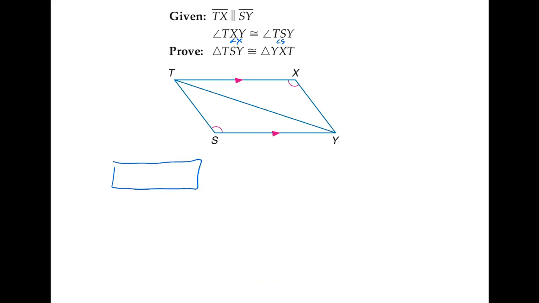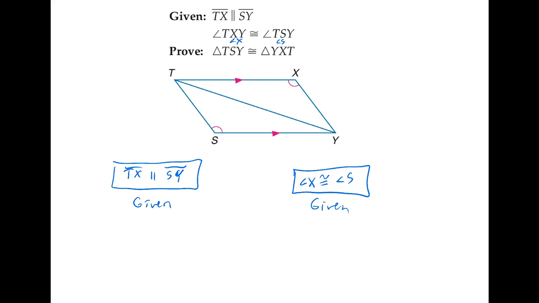So we've got TX is parallel to SY. Okay, and we want to show that two triangles are congruent. So how are we going to use that? And then we also have this, I'm going to abbreviate it, angle X is congruent to angle S. So both of these were given, okay? And I can slide these around. That's why I'm just throwing them both down now.